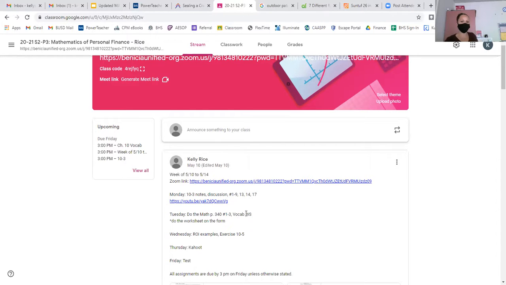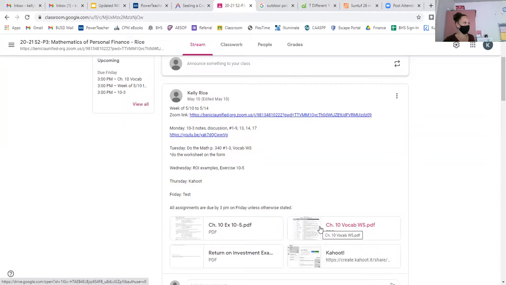And then your homework tonight is your vocab worksheet that is actually on the Google form. But I put the worksheet here still just in case you prefer to do it that way. I think some people still prefer the paper version and then just kind of match their answers up on the Google form.